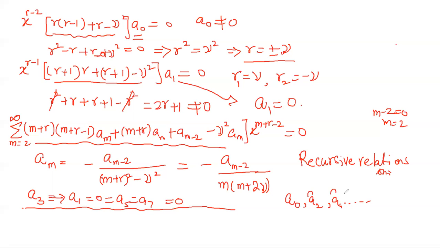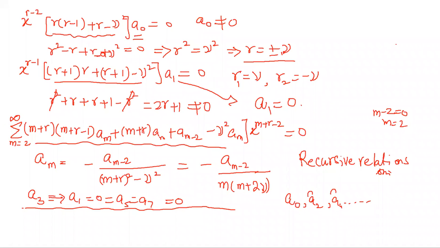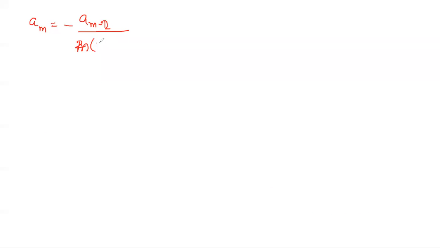For the even terms, it is easy to simplify. Since we know that in this recursive relationship all the terms are even, we can further simplify it. Let me write it on the next slide. The recursive relationship was am is equal to minus am minus 2, divided by m into m plus 2 nu.